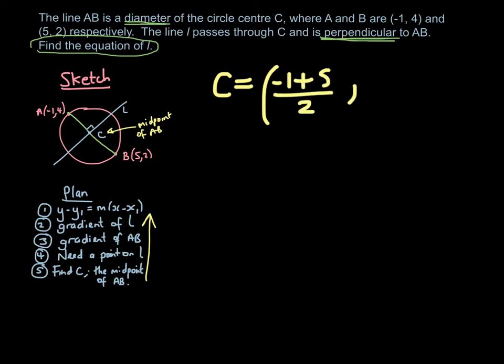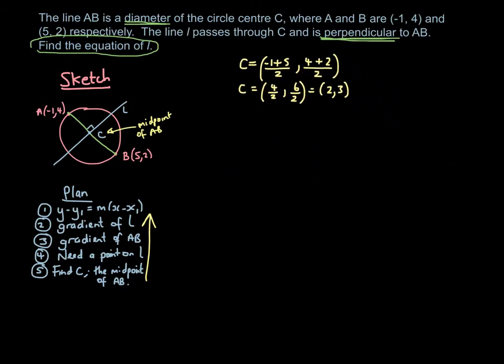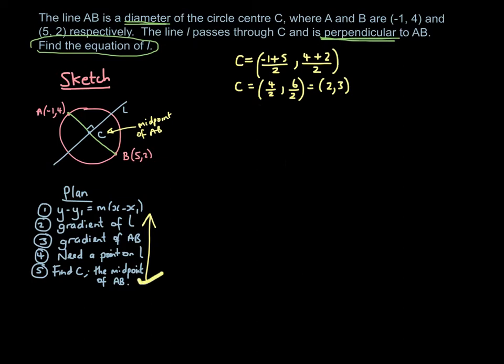So if we work out C first of all, using the formula from 4a, we just add the x and y coordinates together and divide by 2. So that gives us C is 4 divided by 2 and 6 divided by 2, which is going to be 2, 3. Because we've got our centre of the circle, we've also got our midpoint, so we've got a point on L. So gradient of AB next.